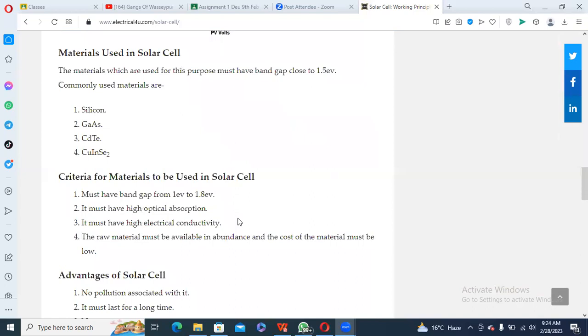What are the criteria for materials used in a solar cell? It must have a band gap from 1 electron volt to 1.8 electron volt. It must have high optical absorption. It must have high electrical conductivity. The raw material must be available in abundance and the cost of the material must be low.